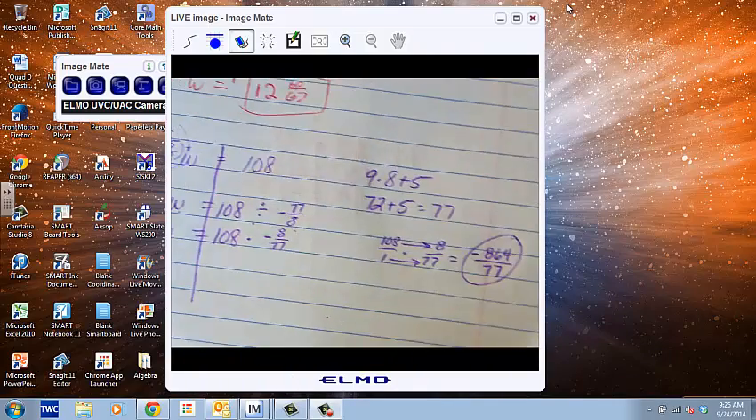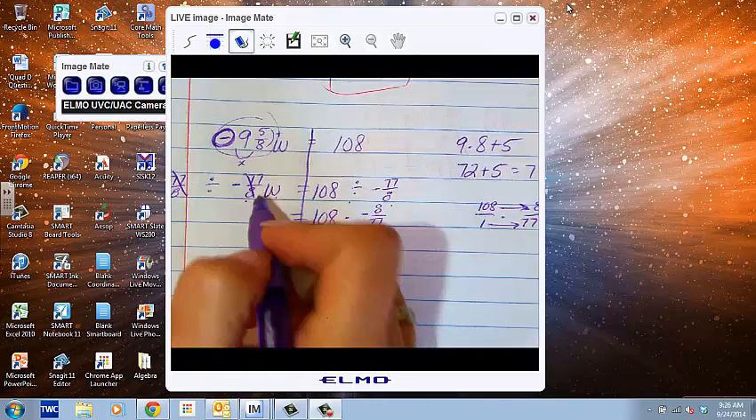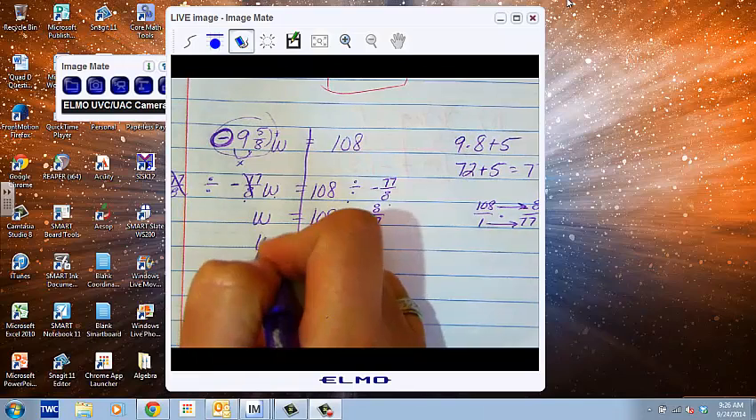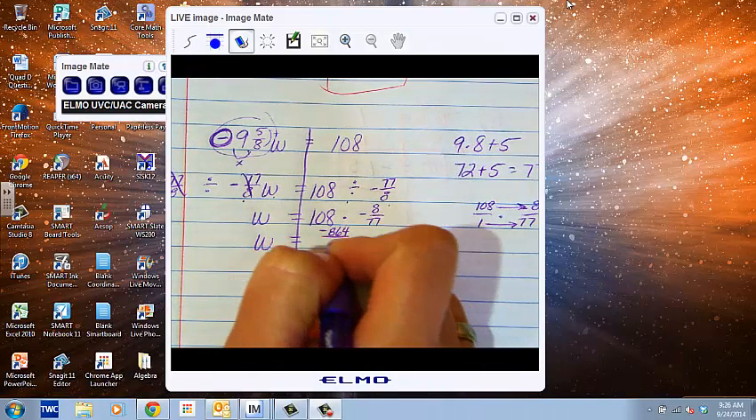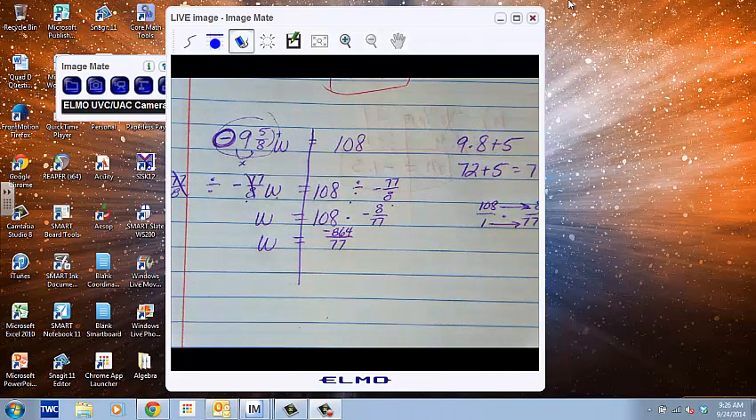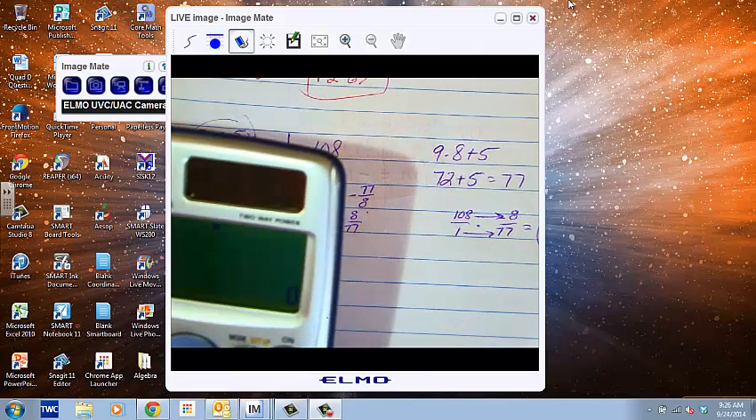I don't care if you leave it as an improper fraction, but let's go ahead and turn it into a mixed number. Since my original wasn't a mixed number, let's turn it back into one. So I have W equals negative 864 over 77, and I want to turn that back into a mixed number. On your calculator, there are a couple of ways you can do this. First of all, you can just hit the fraction button.